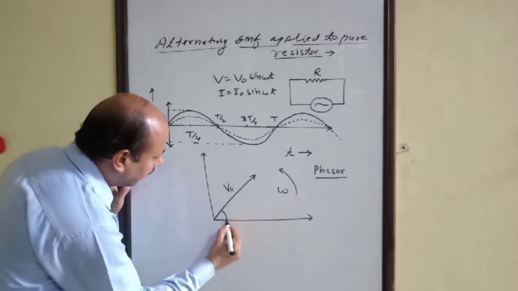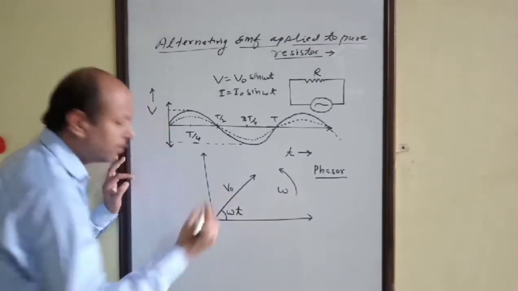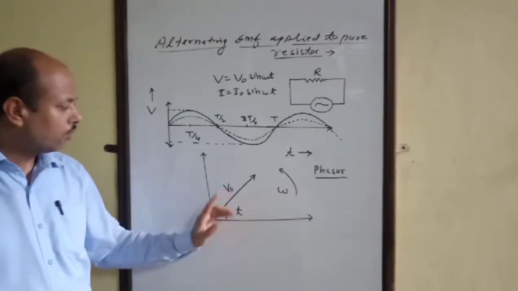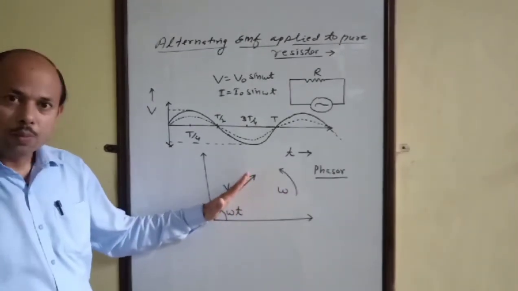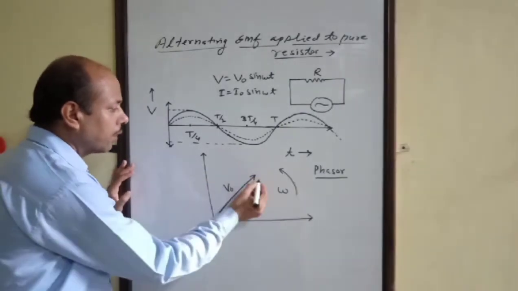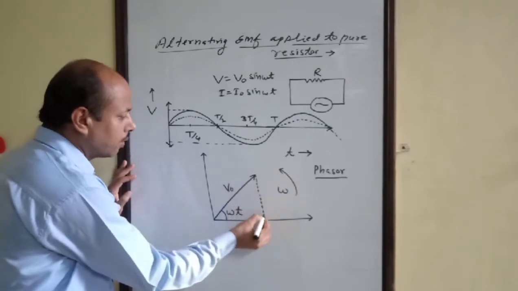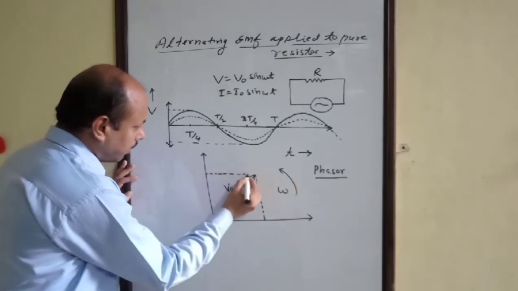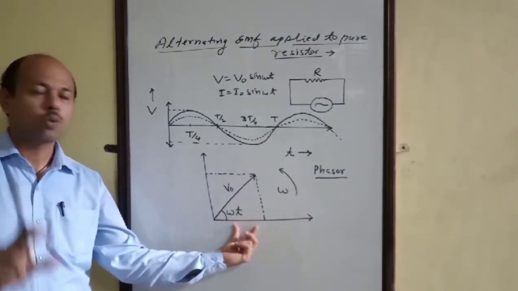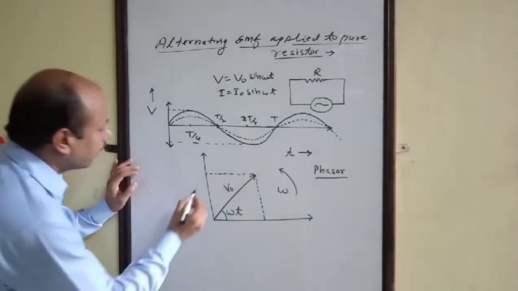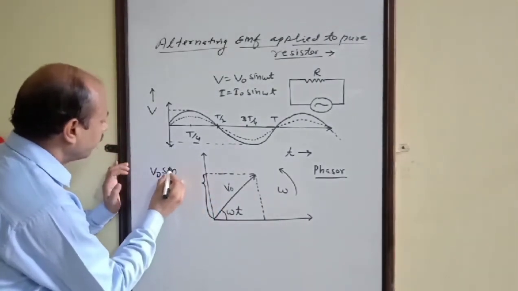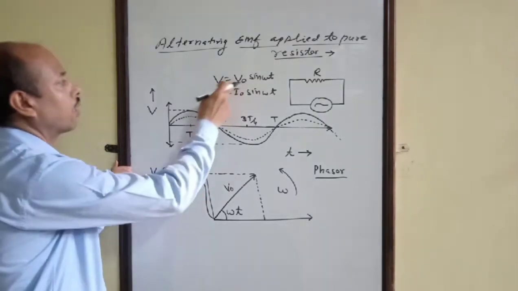Therefore, this angle can be written as omega t. Since omega is angular velocity and t is the time taken, this phasor will be at this position after time t. Now this phasor can be resolved into two components. I think you are understanding. On this side, the component will be V naught cos omega t. On this side, the component will be V naught sin omega t, and that is the alternating voltage.